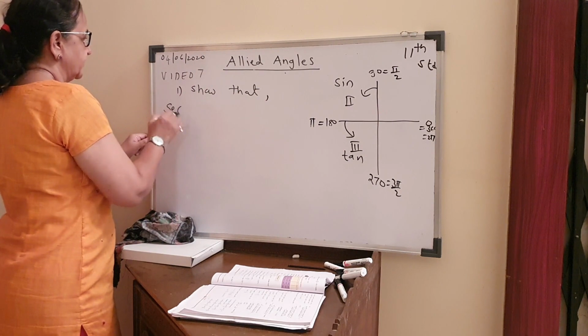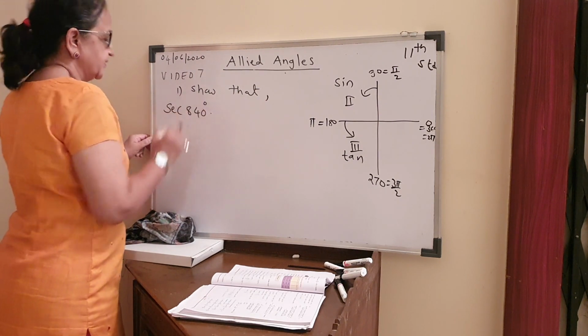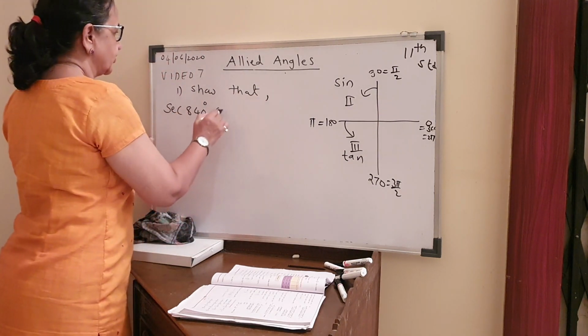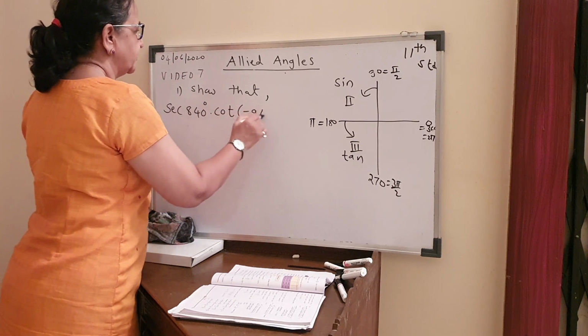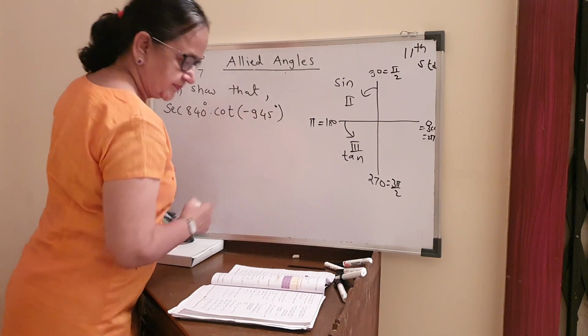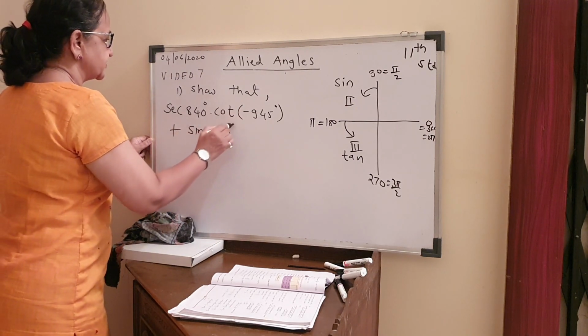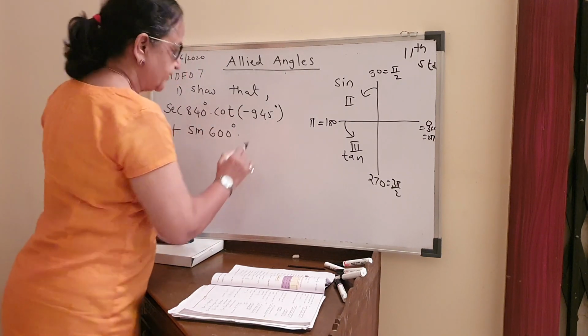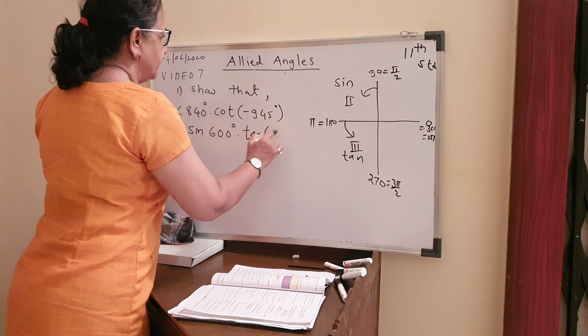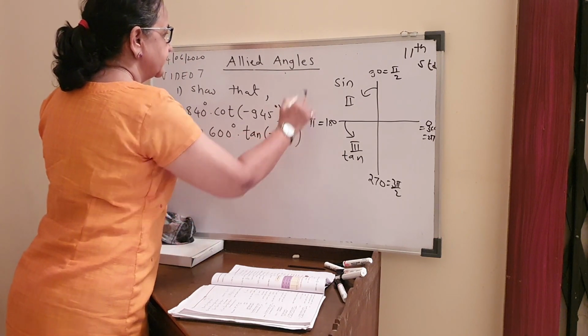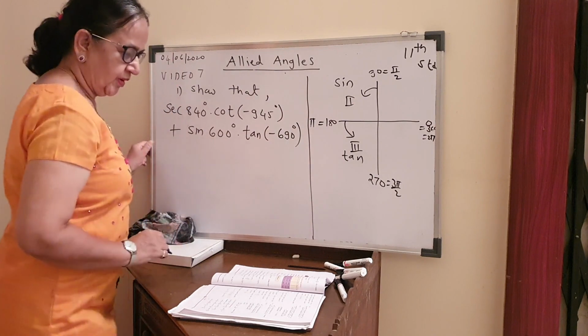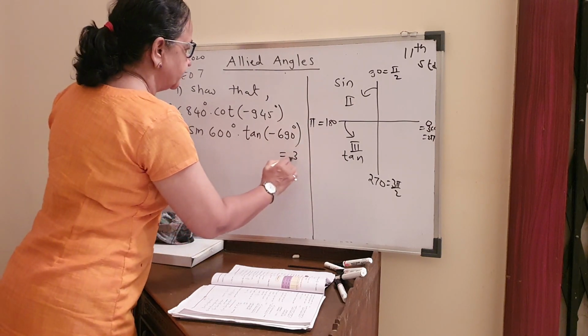sec 840 degrees into cot of 945 degrees plus sine of 600 degrees into tan of minus 690 degrees. All this is equal to 3 upon 2.